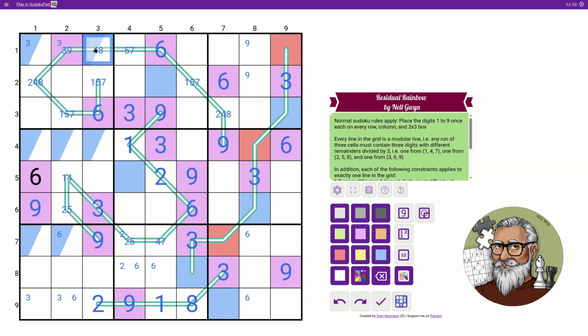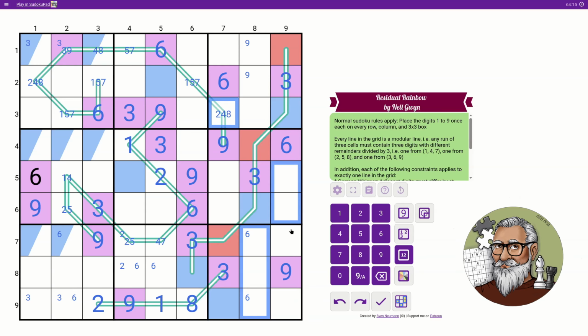I have no idea. Okay. Anything else I need to figure out here? One of those is 248. That's not really interesting, is it? This has to appear here somewhere, and it has to appear there somewhere. Okay. I can't eliminate anything yet. I cannot eliminate anything yet.